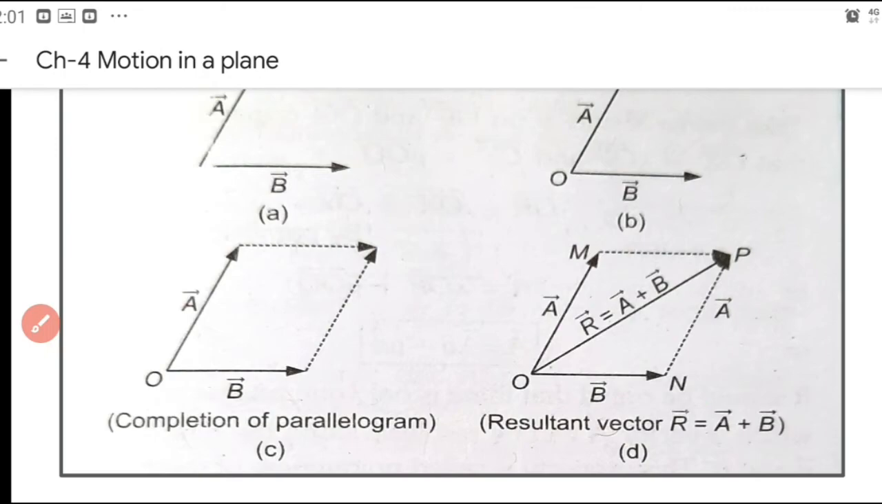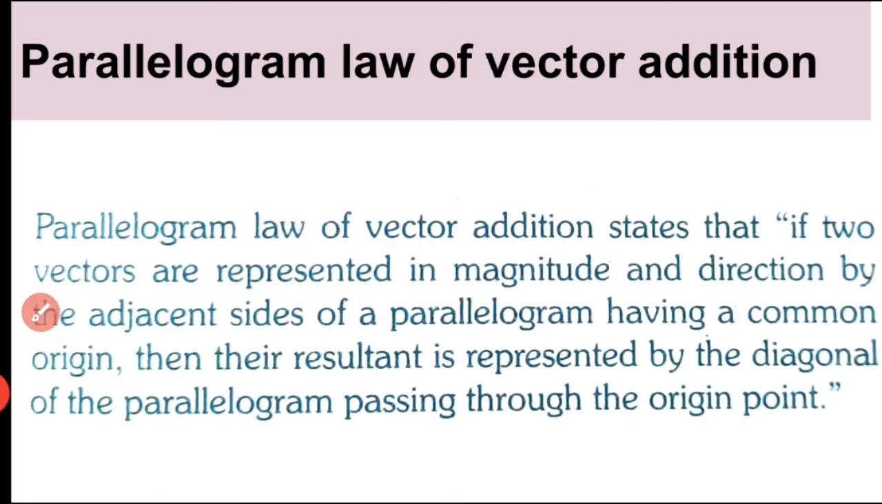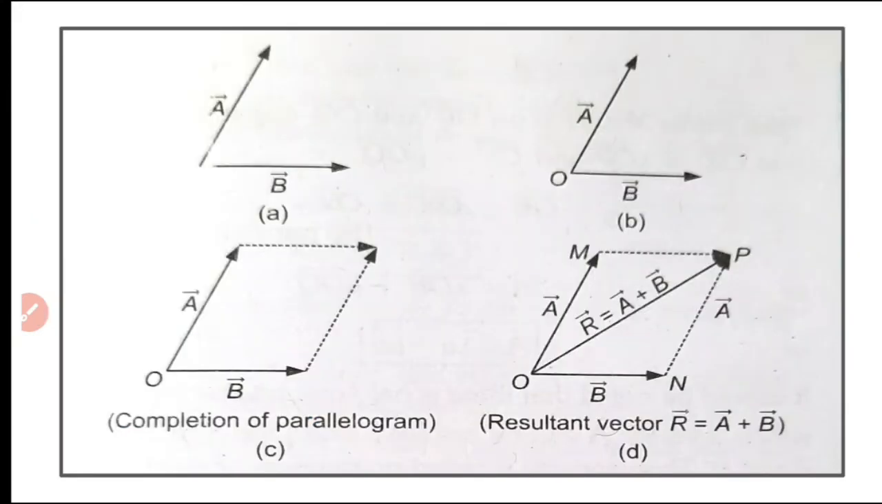Okay, so once again we'll go through the statement of the parallelogram law. The parallelogram law of vector addition states that if two vectors are represented in magnitude and direction by the adjacent sides of a parallelogram having a common origin, then their resultant is represented by the diagonal of the parallelogram passing through the origin point. So that's what the parallelogram law of vector addition is.